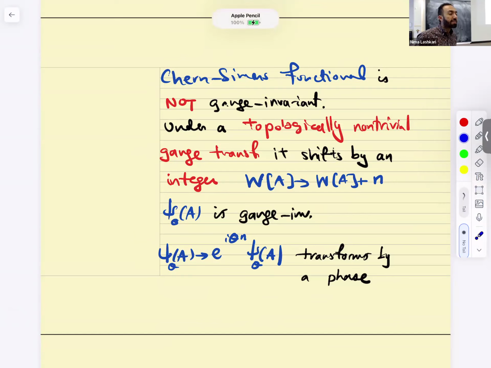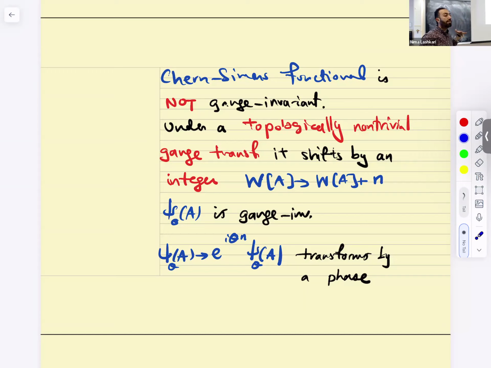The Chern-Simons functional is not gauge invariant, but it depends on the gauge in a very non-trivial way. It captures only the topologically non-trivial gauge transformations, and it actually calculates for you the integer which tells you the number of times you wind around. So that we have to show.